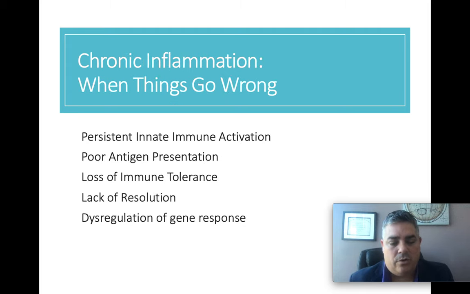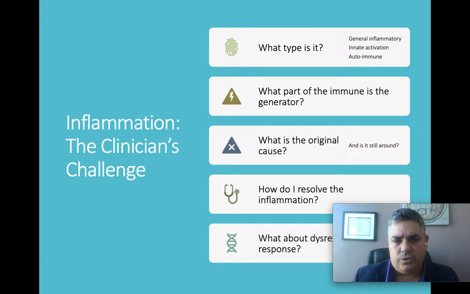So what happens when there's chronic inflammation, though, when things go wrong? Well, we can have persistent innate immune activation. This forms the basis of a biotoxin illness patient, usually driven by poor antigen presentation. We can also have loss of immune tolerance. So this sort of drives the category of autoimmunity or even cancerous processes. There can be lack of resolution. So patients who are chronically ill for one reason or another typically have low constituent levels of these pro-resolving mediators. So they have a hard time turning off their immune response. And then finally, in a fancier sense, and we'll get into this later, dysregulation of gene activity. This lack of regulation of certain genes that control the inflammatory process is part and parcel to a variety of chronic conditions. And we'll talk more about what that is.